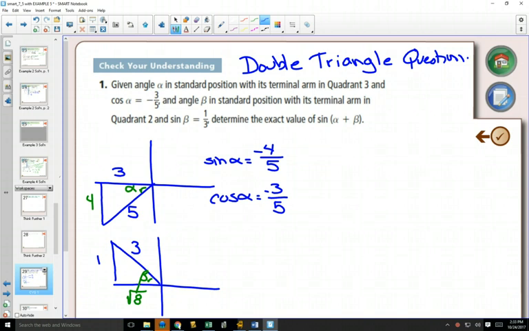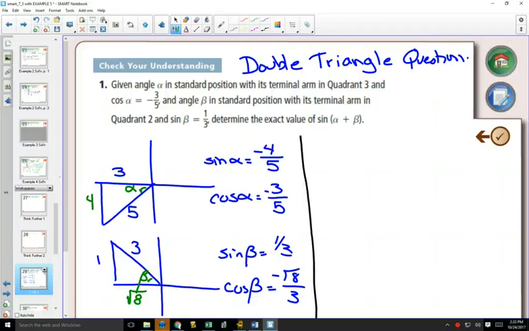And down here, you know that sine of beta, well, they told us that already was 1 over 3, but we also now know that cos of beta is root 8 over 3. Will it be positive or negative? Negative in quadrant 2.